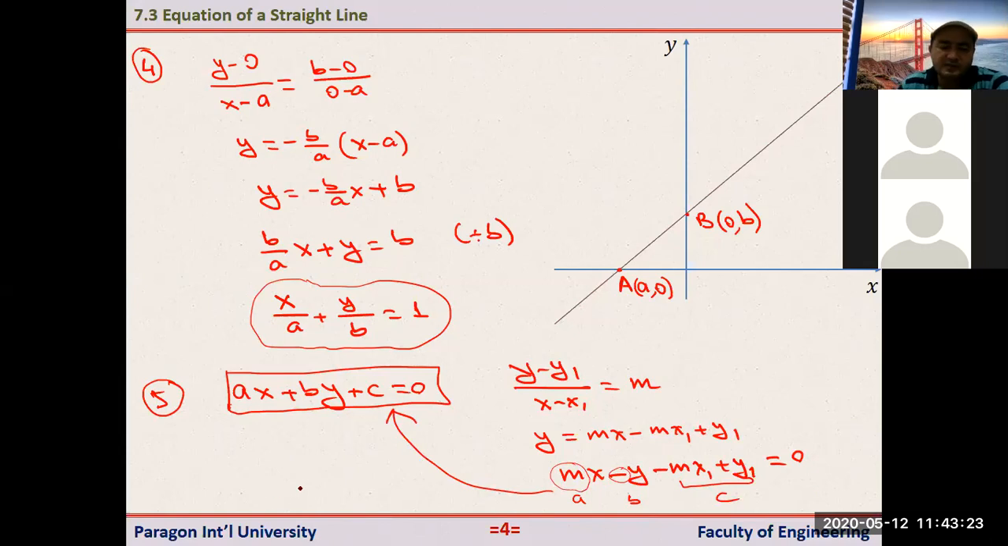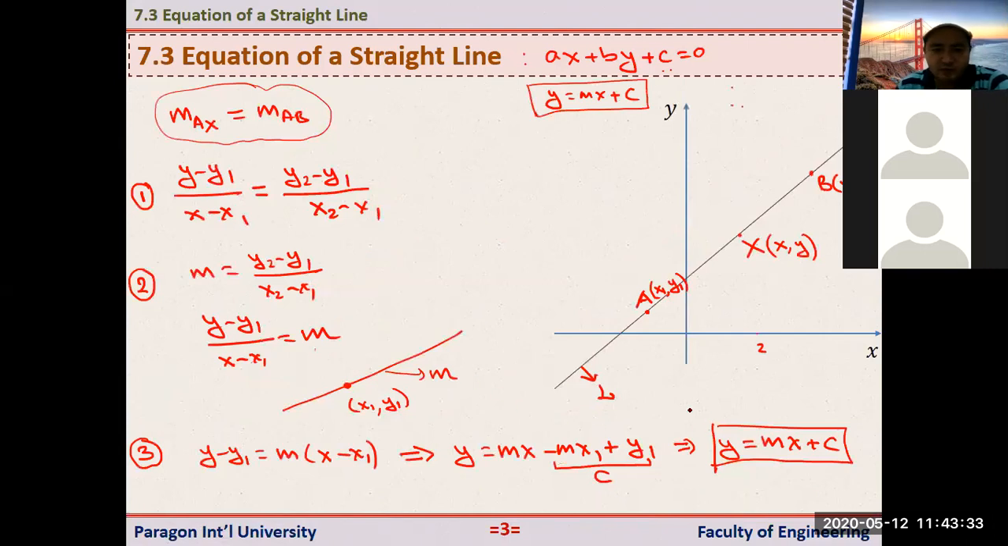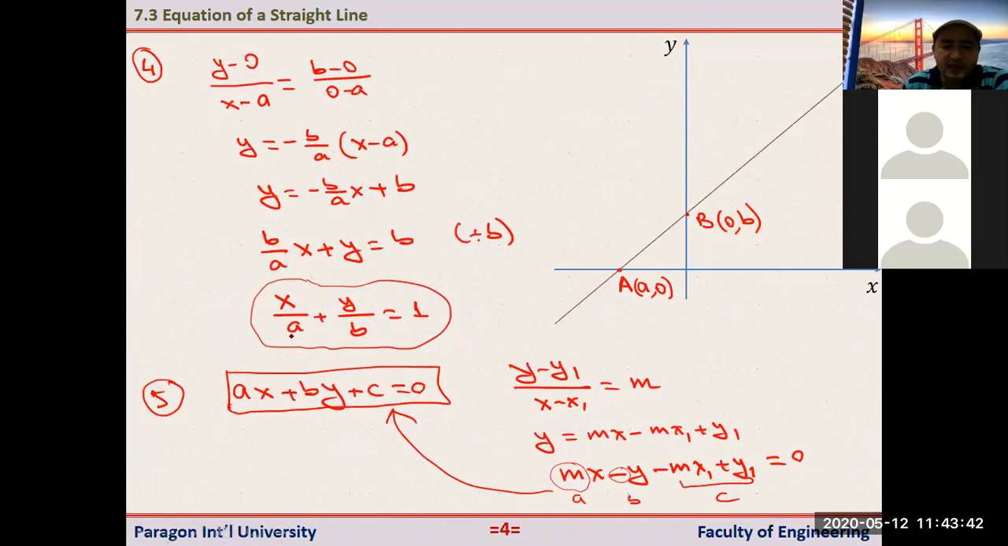As a conclusion, we can say that every straight line can be written in this form, or this form, or this form, or this form. And if you are given any equation in any of these forms, they define a straight line.